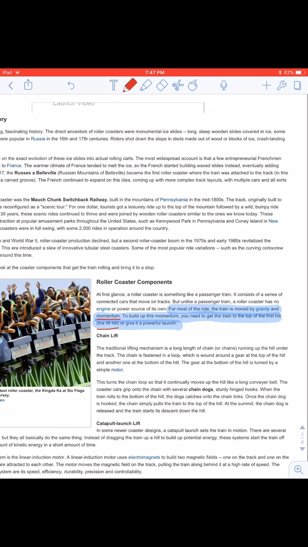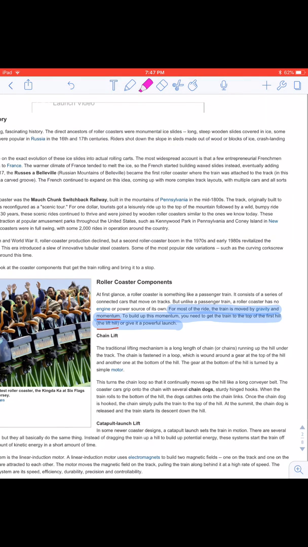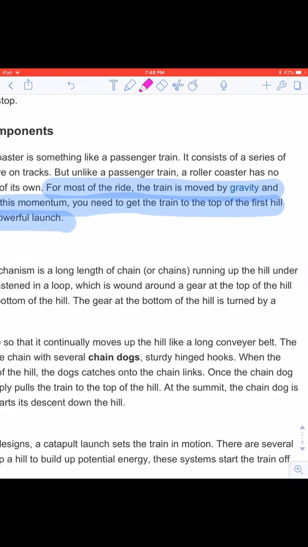Well, right there, it looks like we're talking about how energy is getting transferred. So I'm going to change my color to pink. That was my energy transfer color. And I'm going to start marking up where it talks about once the chain dog, right here.